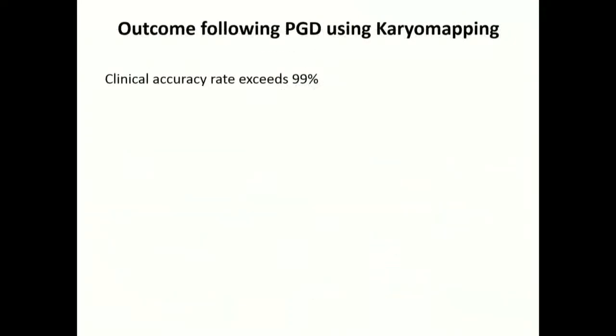So the actual accuracy of this kind of linkage approach for PGD is extremely good. Our actual clinical accuracy rate is well in excess of 99%. Again, I think very good considering the limitations that we're under. We get a definitive diagnosis from the majority of embryos, about 92%. That leaves about 8% that don't get a diagnosis.